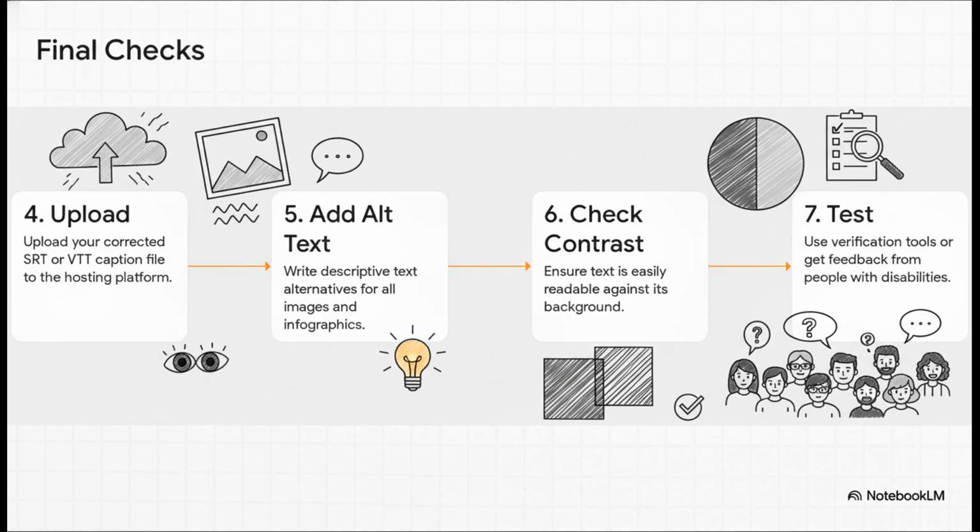All right, moving on to the last 4 steps. Step 4, upload that caption file. You know, the SRT or VTT file. Step 5 is all about your images. You need to add alt text. That's just a short description of what's in the picture for people using screen readers. Step 6, check your color contrast. Is your text easy to read? And last but definitely not least, step 7, test everything. You can use online tools, but honestly, the best way is to get feedback from actual users with disabilities.